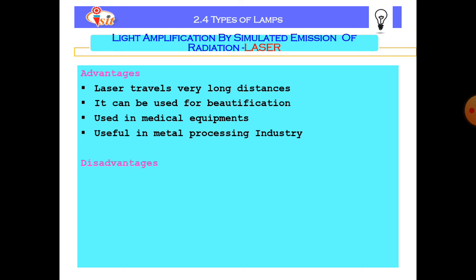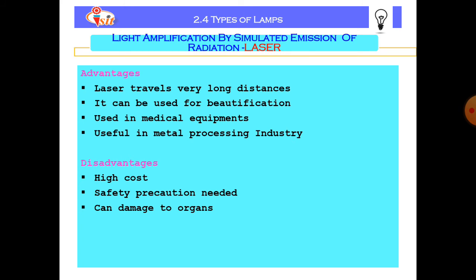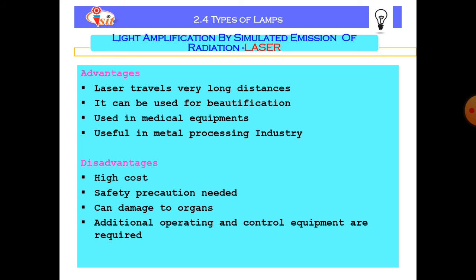It has disadvantages also. So let us see what the disadvantages are. So first one is it has a high cost. The next one is safety precautions. You need to take safety precautions. It can damage human organs. In addition to that, operating and control equipment are required, so that's why the cost gets high.